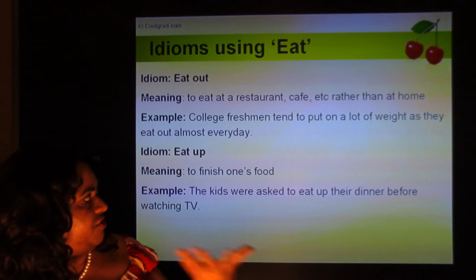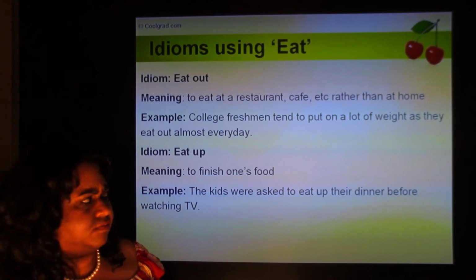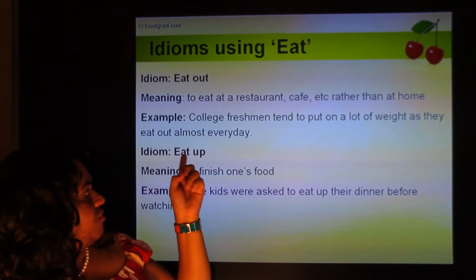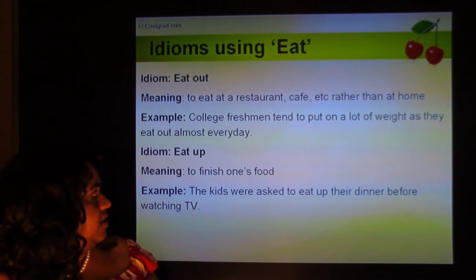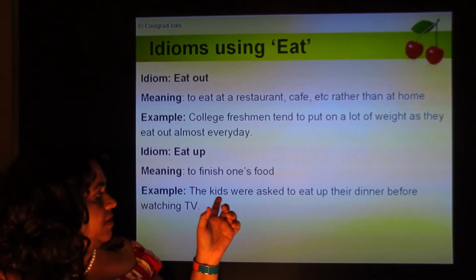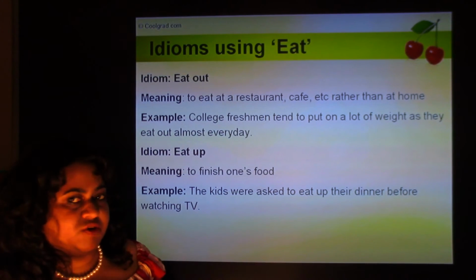Eat out means to eat in a restaurant or a cafe rather than at home. College freshmen tend to put on a lot of weight as they eat out almost every day. Eat up means to finish one's food. The kids were asked to eat up their dinner before watching TV.